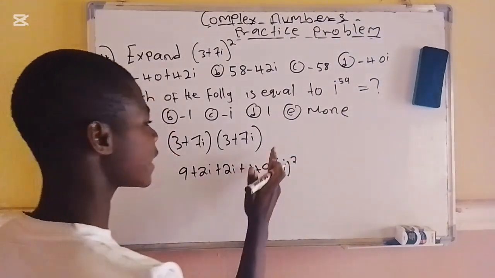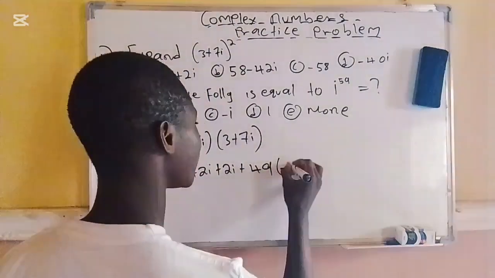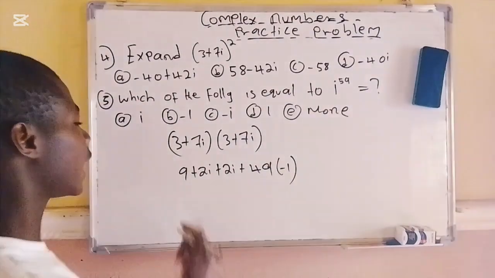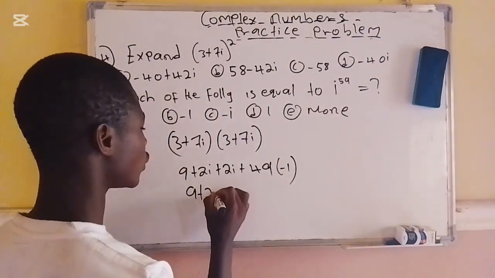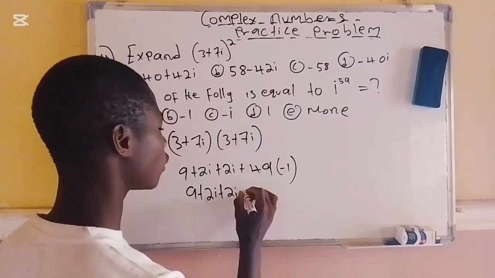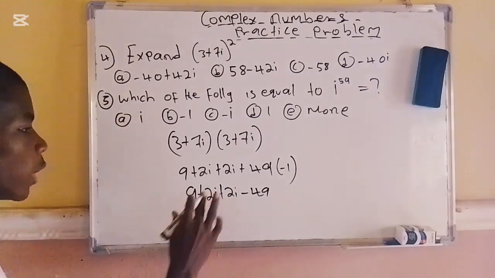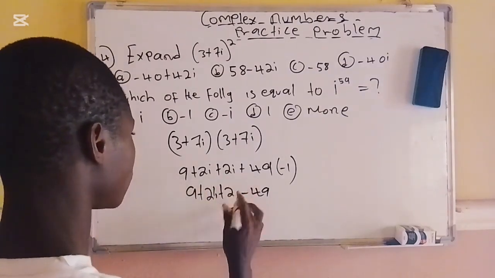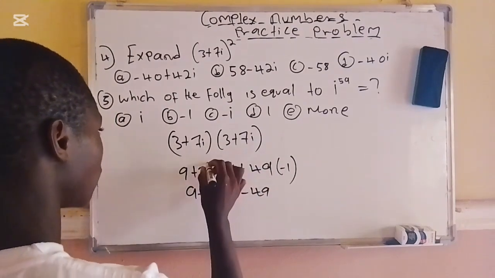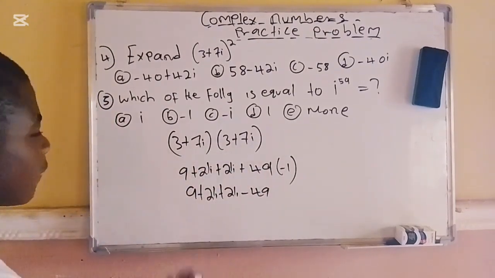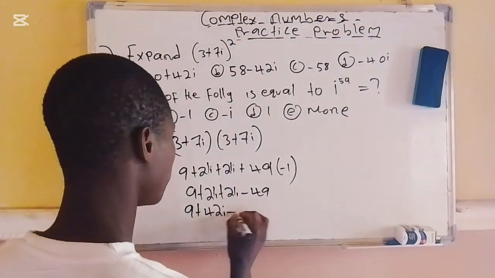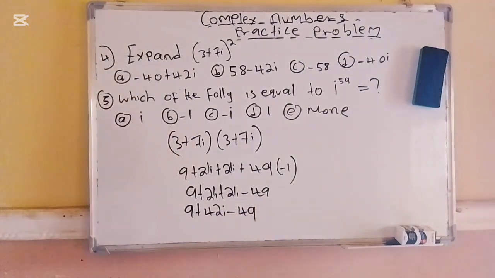i squared is the same thing as negative 1, so this will be negative 1 times 49, which gives me negative. So therefore 9 plus 21i plus 21i minus 49. If I say 21i plus 21i, it will give me 42i. So therefore 9 plus 42i minus 49.